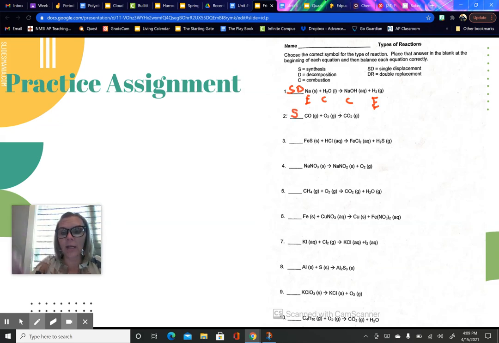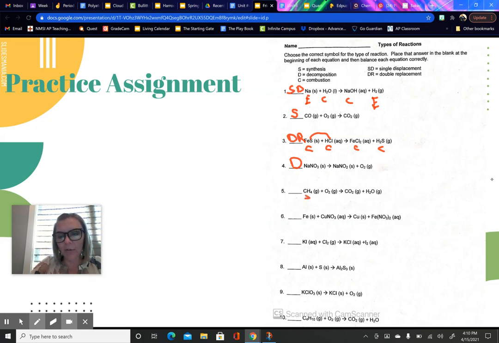All right, the next one, I have a compound, another compound. And what happened is these two things traded places, and I have a new compound and a new compound, which means this should have been a double replacement or double displacement reaction. This one starts with one single compound and breaks down into two. So if I start with one, it's going to be a decomposition every time.